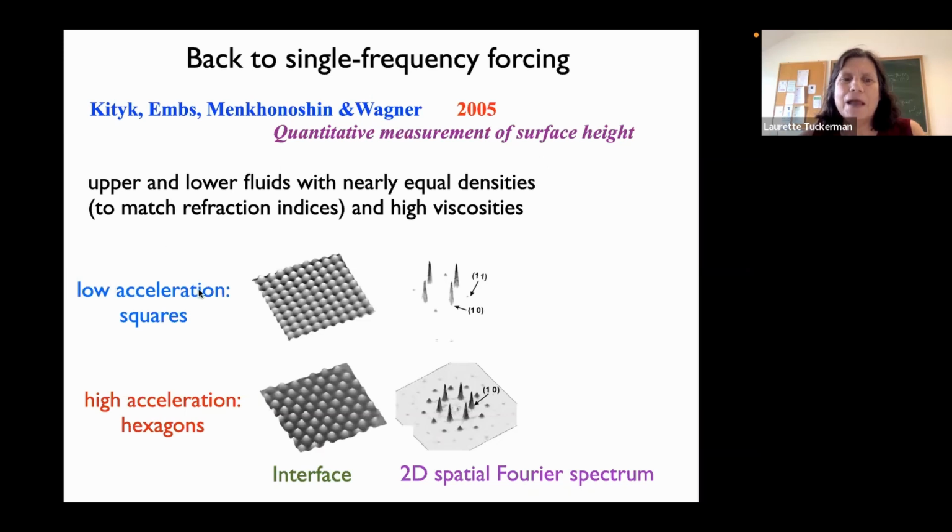Okay, so they were able to measure it, and thus you could do it with good precision. So you could do a spatial Fourier transform on, say, this, and the spatial Fourier transform of a square pattern is a system of squares. This is the Fourier transform of this, and the spatial Fourier transform of a hexagonal pattern is a bunch of hexagonal peaks. So these are 2D spatial Fourier transforms of those experimental pictures.